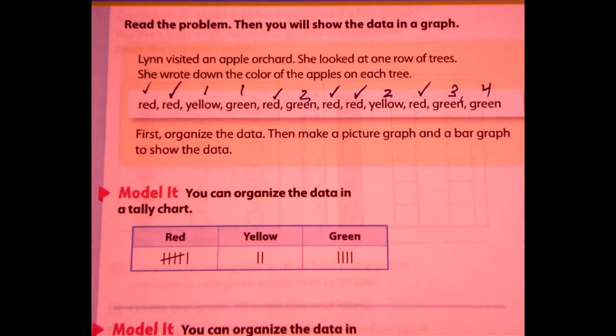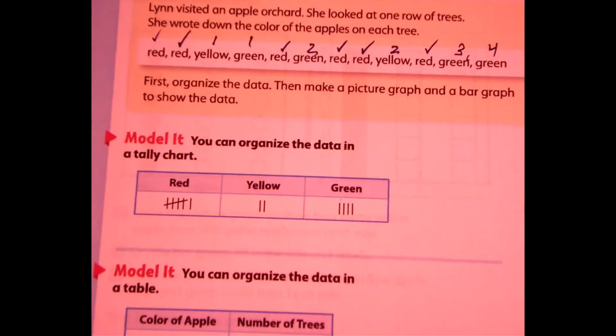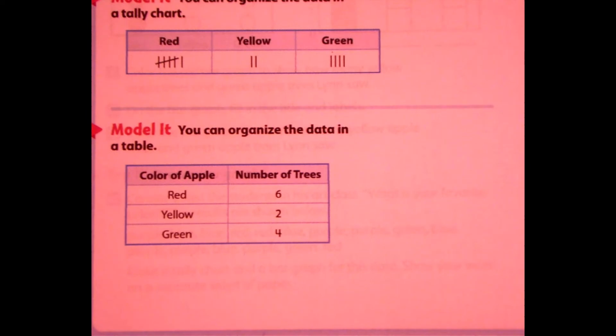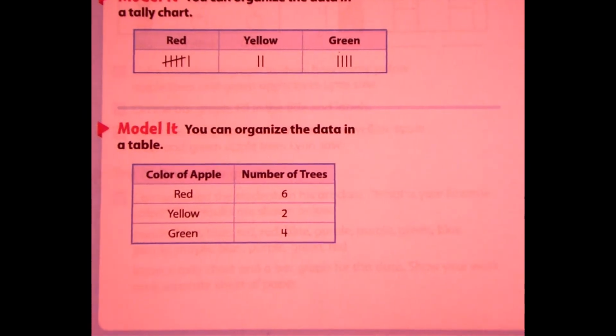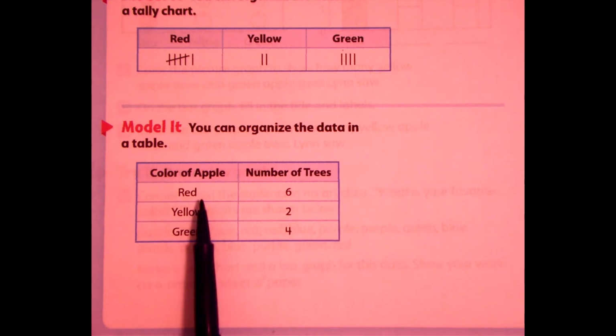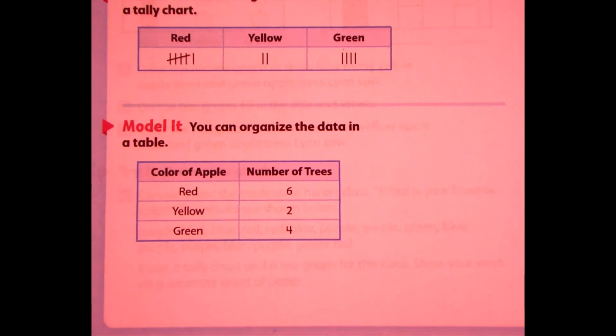Okay, another way besides tally marks is you can organize your data in a chart or a table. Instead of making tally marks, she created a table that has the color of the apple tree she saw and the number of trees. So for red, she has 6, yellow 2, green 4. This is a different way to help organize your data. You can either do the tally chart or you can just make a table to show the number for your graphs.